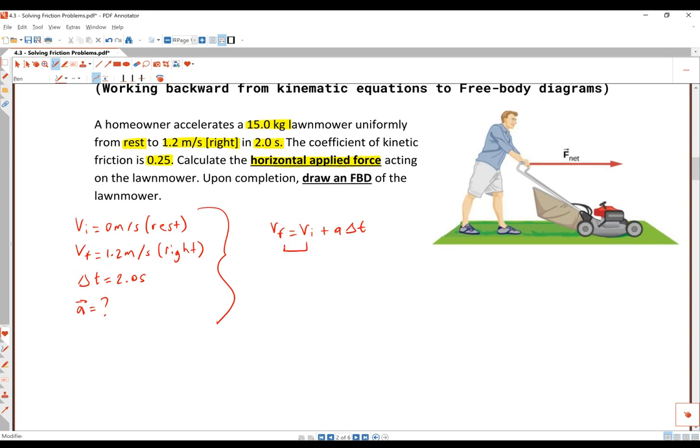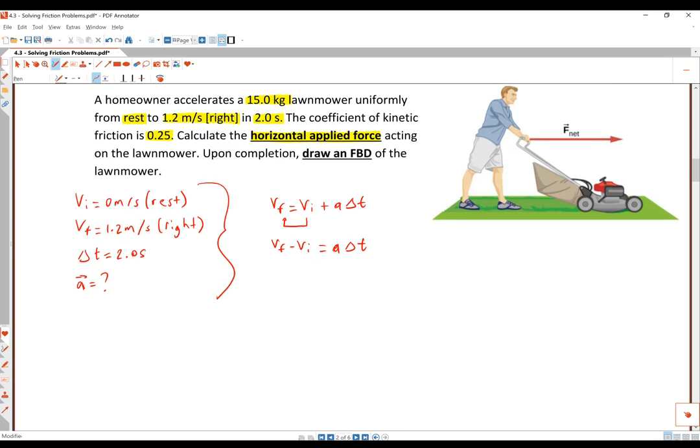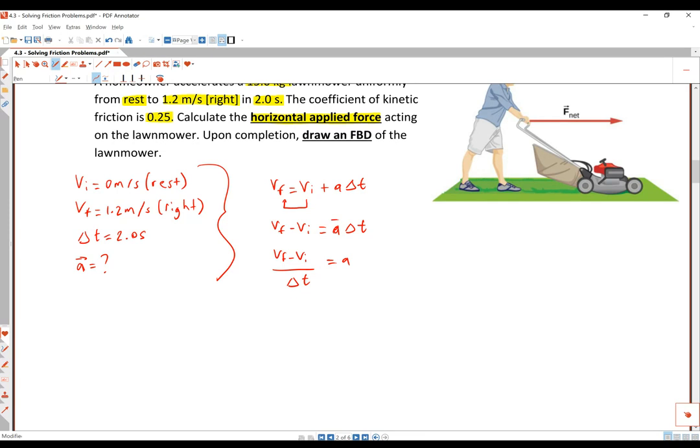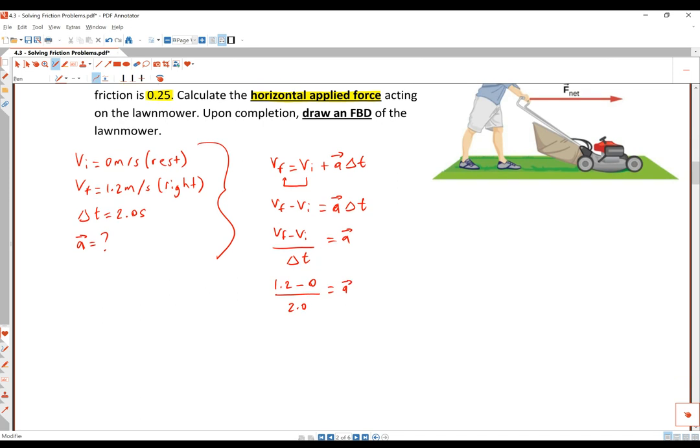What we can do is bring this to the other side. So it's going to be final velocity minus initial velocity equals acceleration multiplied by time. Since we're solving for acceleration, we divide the left-hand side by time, and we are left with acceleration. Now it's just a matter of plugging in our values. Our final velocity is 1.2 minus our initial velocity, which is 0, divided by 2 seconds, and that gives us our acceleration. So our acceleration is equal to 0.60 meters per second squared.